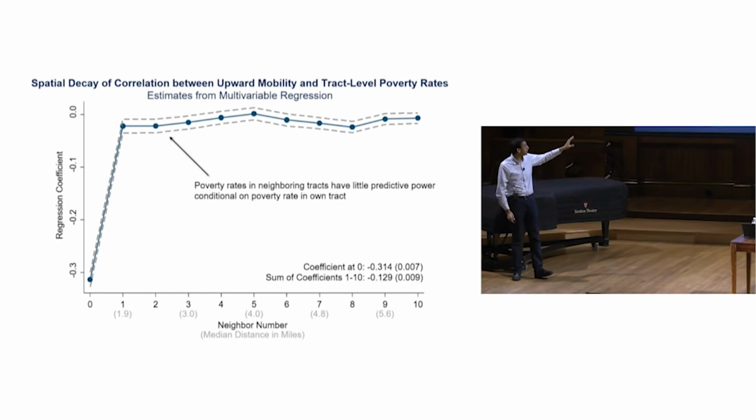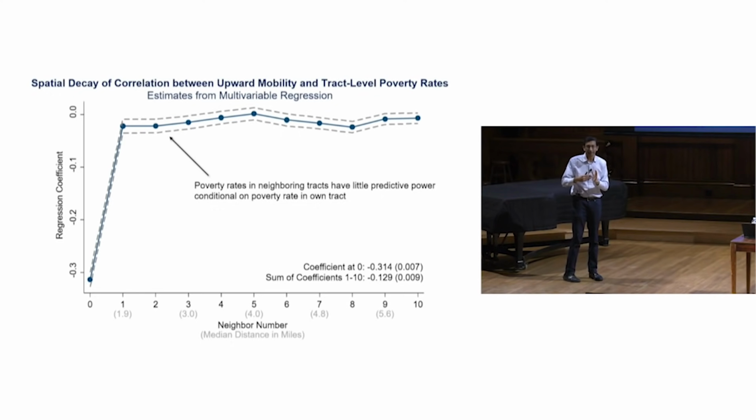Now, one important note in understanding this figure, we have not run separate correlations for each of these different groups, right? What we're actually doing here is called a multivariable regression. We are regressing outcomes for kids in a given census tract on the poverty rates in all of the nearby tracts at the same time. And so what does that do? It basically allows you to ask the question, holding fixed the poverty rate in your own tract, what is the impact of a change in the poverty rate in nearby tracts?